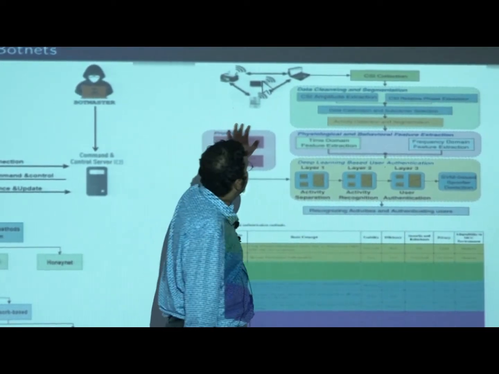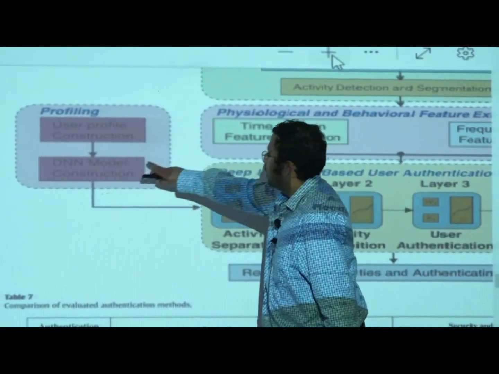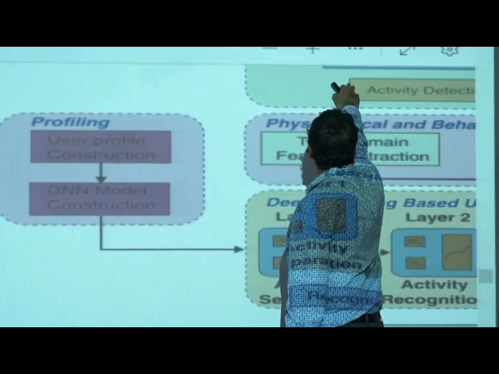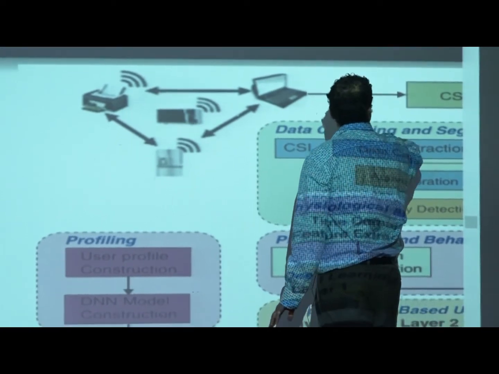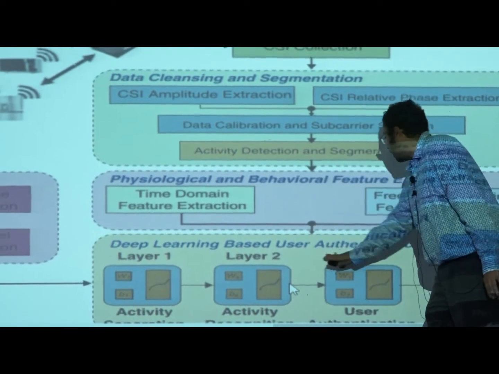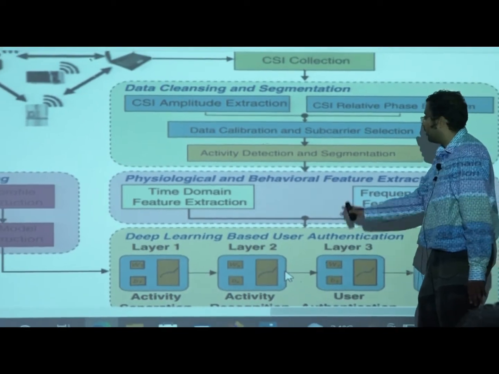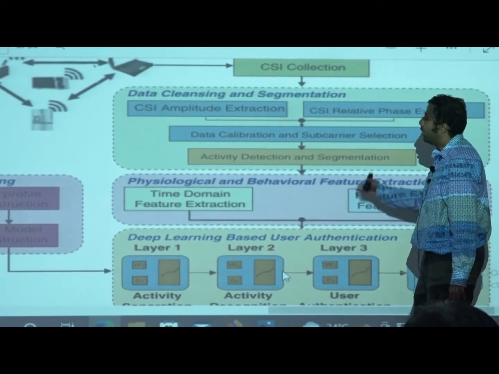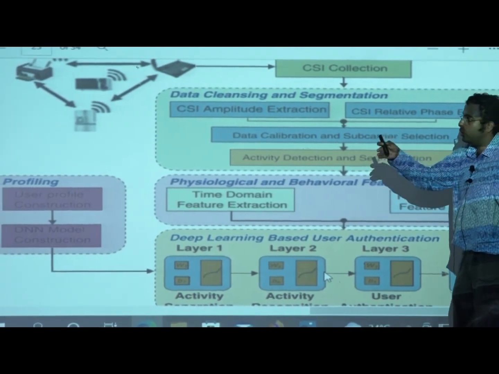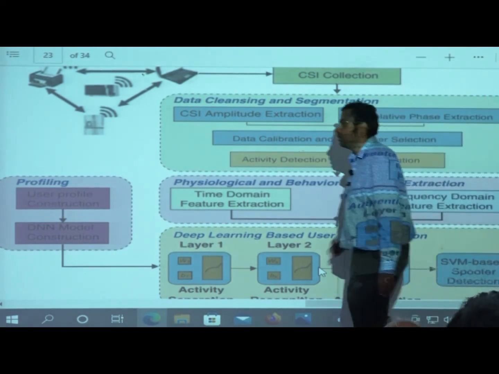Okay, so here the phases are user profiling, deep neural network reconstruction, then data cleaning and segmentation, physiological and behavioral features, deep learning based authentication. Different layers, activity recognition, user behavior recognition, for everything there will be a neural network. All of this must consider the different scenarios in addition to the botnet detection scenario. So this is actually, you can see, very complicated.